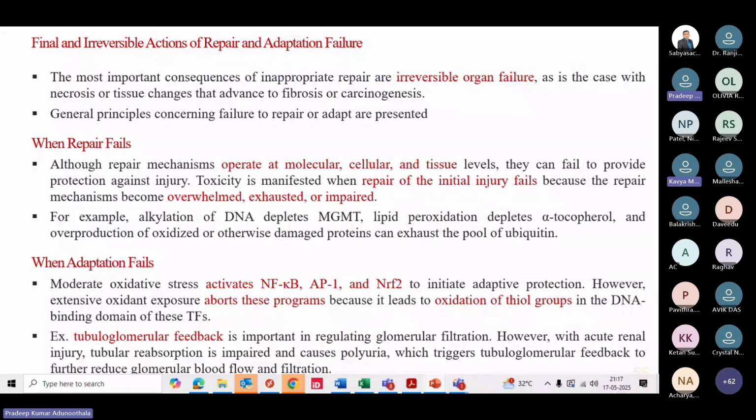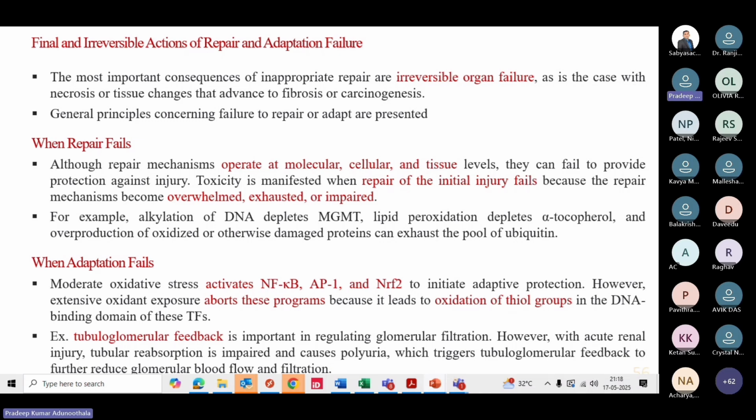So in these cases, the failure of the repair mechanism happens. The example for this is alkylation of DNA, which depletes the MGMT, and lipid peroxidation, which depletes the alpha tocopherol, and overproduction of oxidized or otherwise damaged proteins that can also exhaust the pool of ubiquitin.